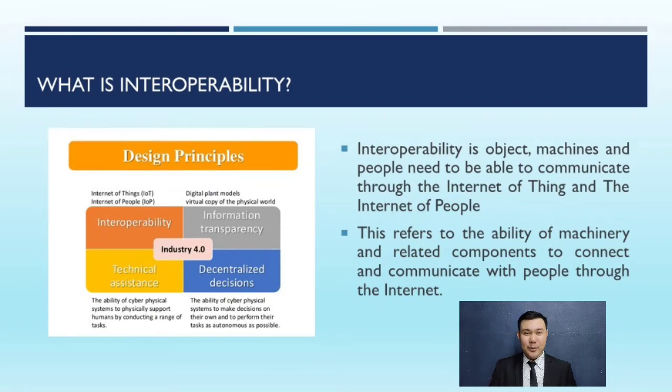So, what is interoperability? In Industry 4.0, there are 4 design principles, which are interoperability, information transparency, technical assistance, and decentralized decision. In my study, I focus only on interoperability. Interoperability means objects, machines, and people need to be able to communicate through the Internet of Things and the Internet of People. This refers to the ability of machinery and related components to connect and communicate with people through the Internet.